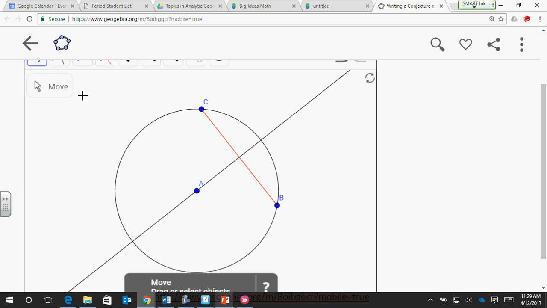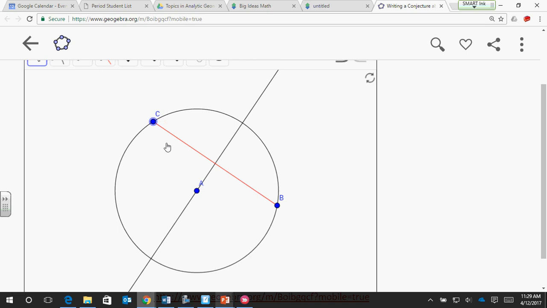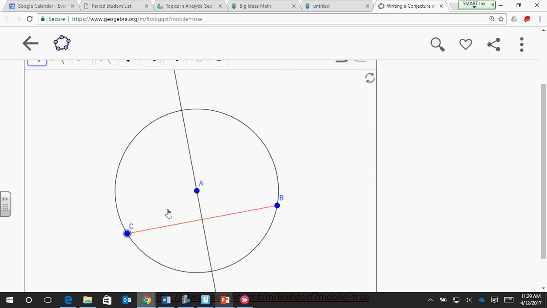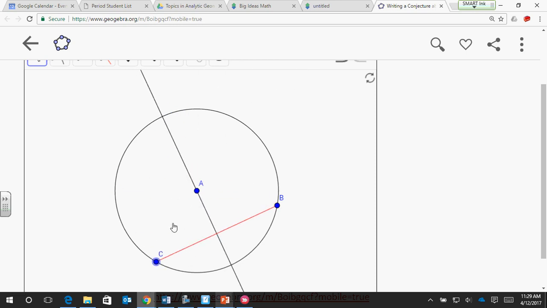Now, as I drag it around, what do you notice is happening with that perpendicular bisector? It goes through the center, okay?